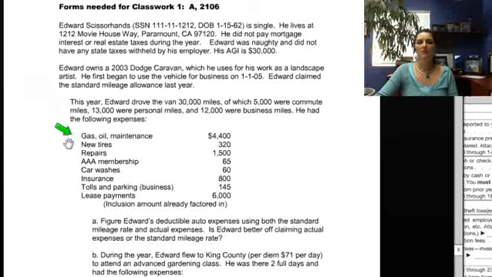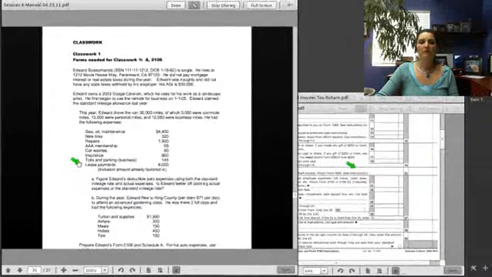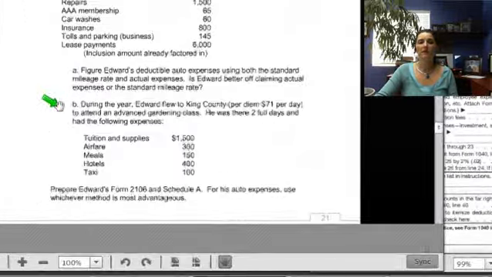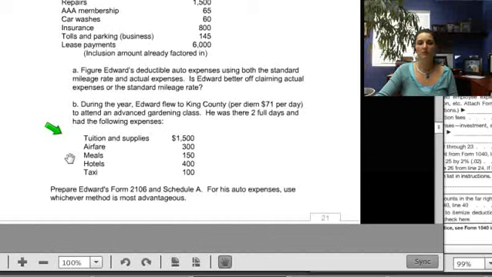Figure Edward's allowable auto expenses using both the standard mileage rate and actual expenses, and then answer the question: is Edward better off claiming actual expenses or the standard mileage rate? Also, during the year, Edward flew to King County, that's in Washington, where the per diem rate is $71 per day, to attend an advanced gardening class. He was there for 2 full days and had the following expenses: tuition and supplies, airfare, meals, hotels, and taxi. Prepare Edward's Form 2106 and his Schedule A for his auto expenses. Use whichever method gives him the best deduction.